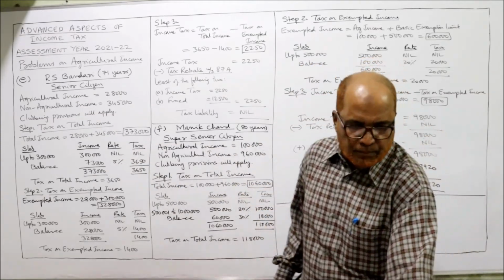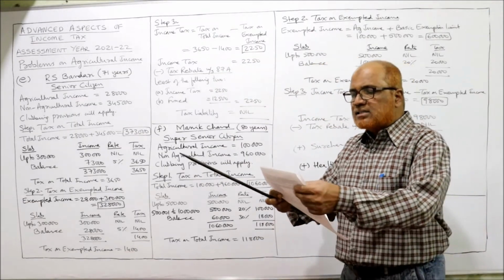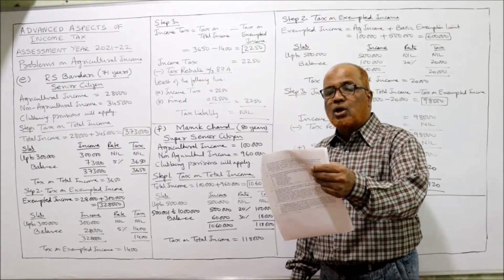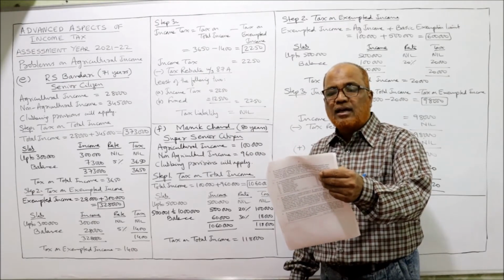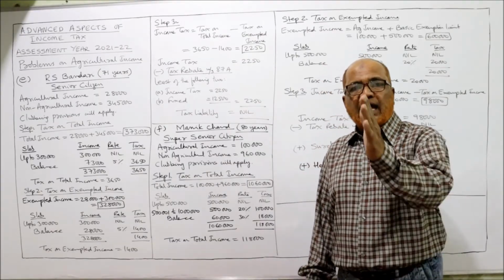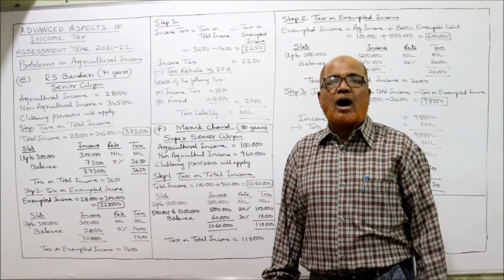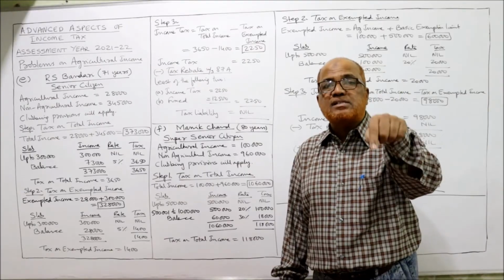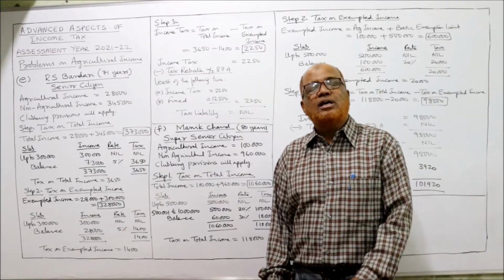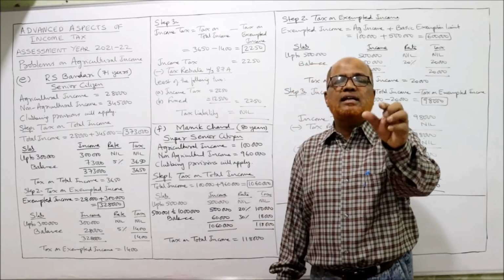So F question, see the problem carefully. Agriculture income of rupees 1 lakh and non-agriculture income 9,60,000 of Mr. Manik Chand, age 80 years. Now this is the new point. 80 years and above are called super senior citizen. 80 plus age is called super senior citizen.